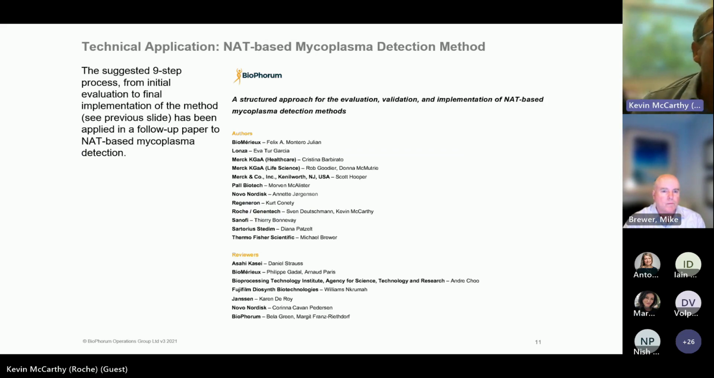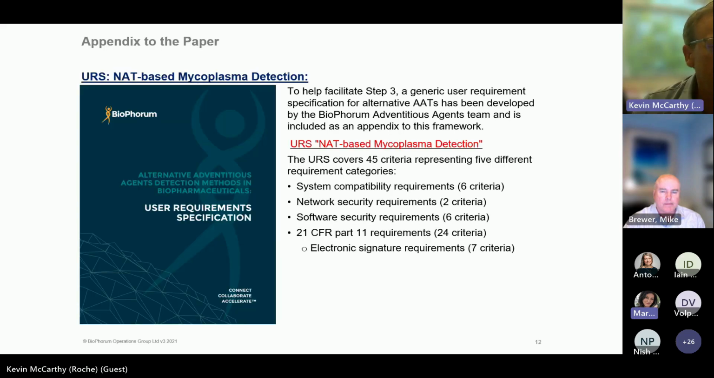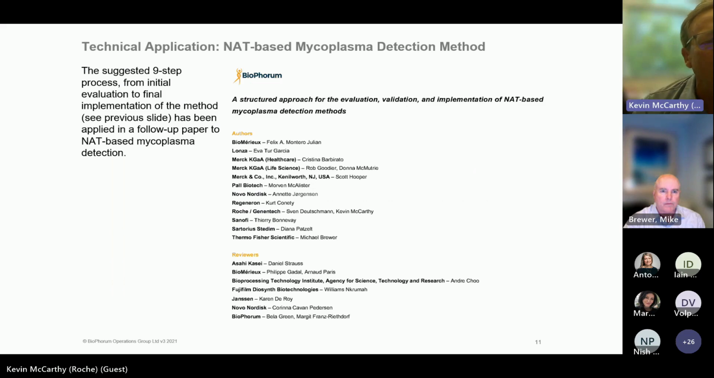So for the nucleic acid mycoplasma detection method, the suggested 9-step process for the initial validation to final implementation of the method has been applied in a follow-up paper to nucleic acid testing based mycoplasma detection. And listed to the right on this slide is a list of the companies that participated in it.